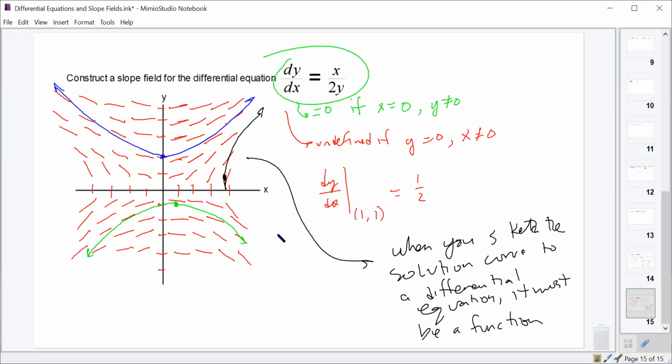And so if you get something that's not a function, like a circle or something, you can only include either the top half or the bottom half. But it's just the way the differential equations are defined. There's no real important technical reason behind it. It's just the way it's been defined for years and years and years.